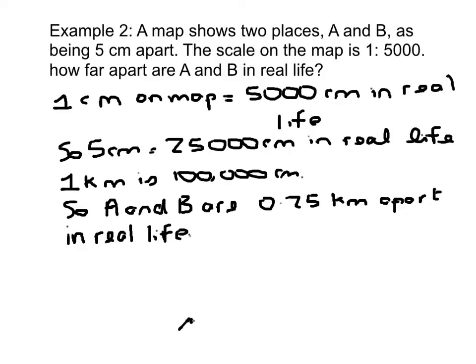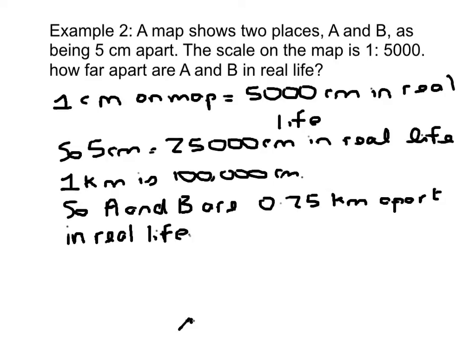This next example is a little more complicated, but not too much. So, in example 2, we've got a map showing two places, A and B, and they're 5 centimeters apart. And this time, the scale on the map is a little more awkward. It's 1 to 5,000. And we want to know how far apart A and B are in real life.